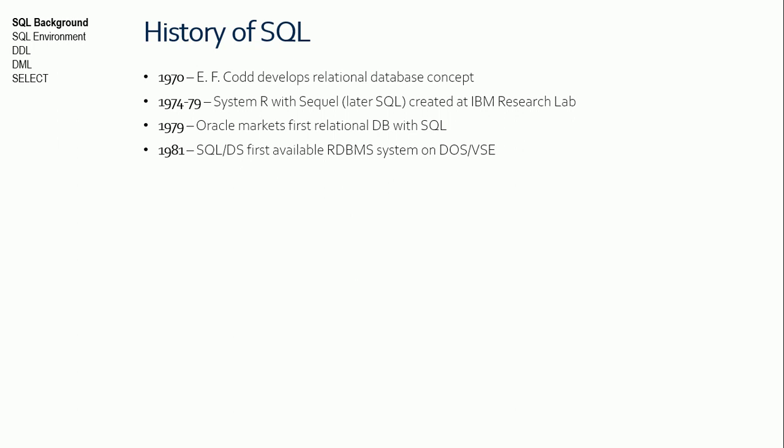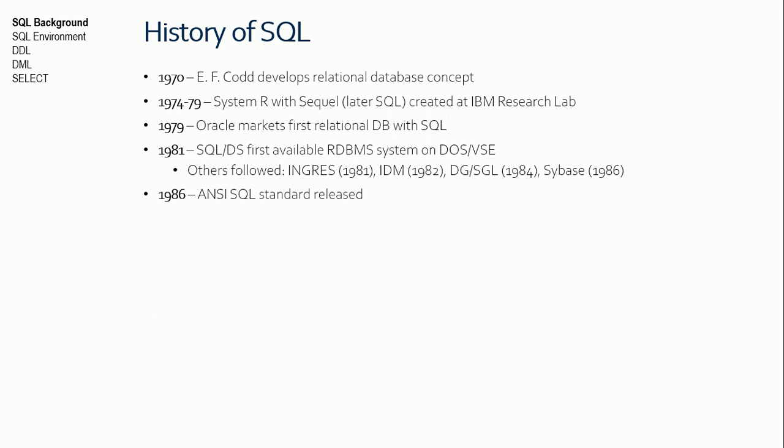In 1981, SQL/DS is first available on DOS and VSE. Others followed, like Ingres, IDM, and Sybase in 1986. Sybase, for those of you who don't know, is the precursor to Microsoft SQL Server. So Microsoft SQL Server was Sybase. Sybase was forked. Microsoft bought the source code and forked it. One version became Microsoft SQL Server. Sybase is still in existence. They have their own version. And there were a couple of other ones that came out around that time too that are missing from that list from our textbook. By the way, that list is from your textbook.